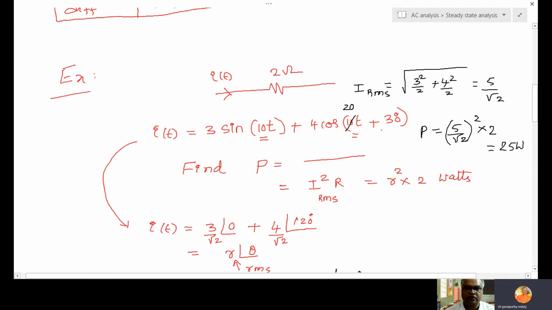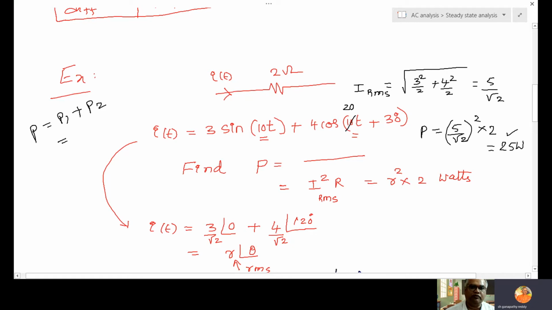25 watts. Now, after I combined, I got the RMS of 5 by root 2. So the power answer is 25. If I use the superposition principle, P is equal to P1 plus P2.